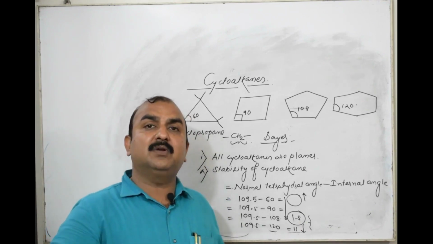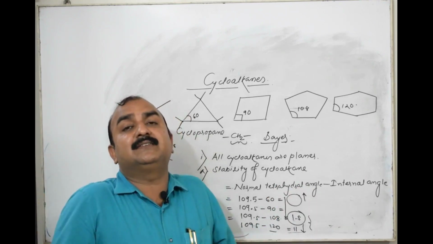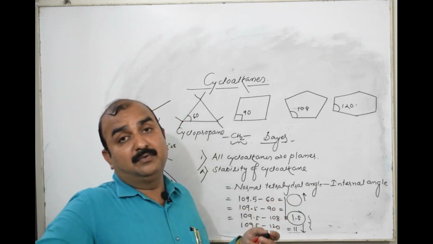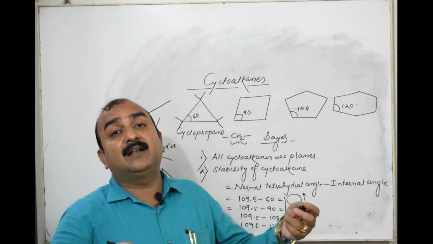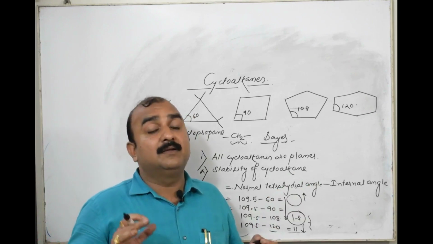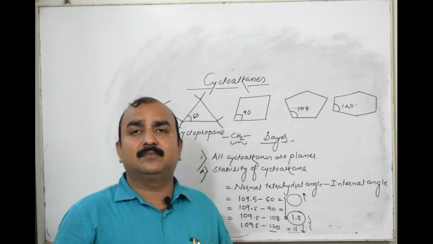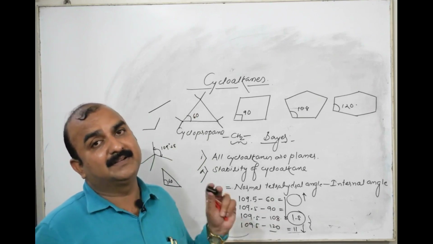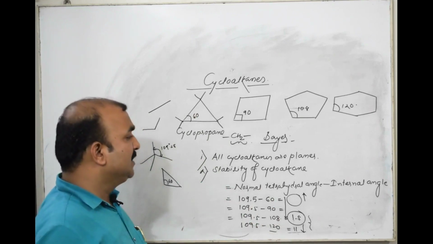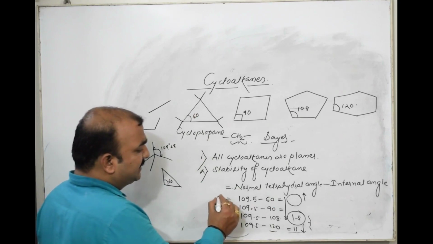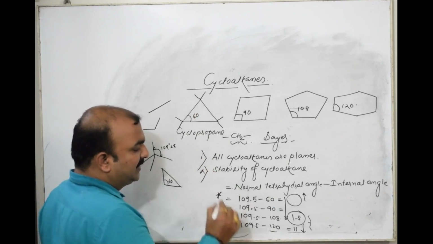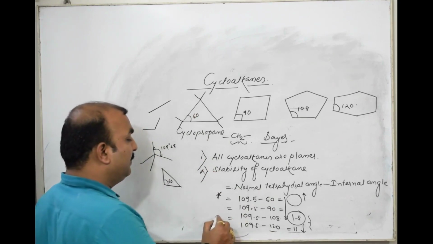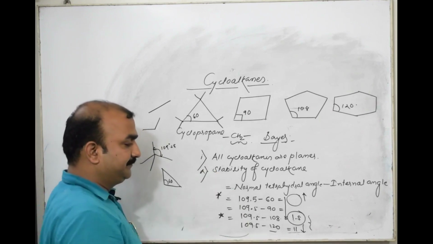From cyclohexane onwards, because the ring size increases, the molecule maintains its internal angle at 109 degree 28 minute and becomes stable. Here Baer-Strain theory failed. According to Baer-Strain theory, cyclopropane was highly unstable and cyclopentane was highly stable.